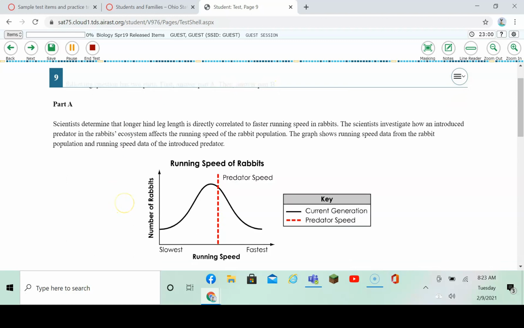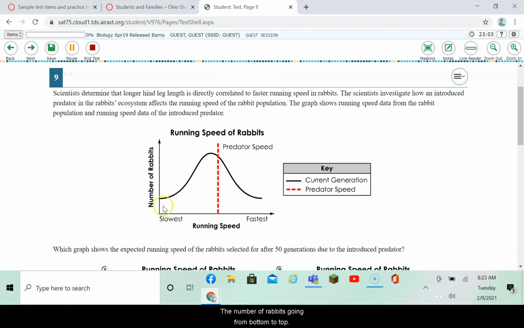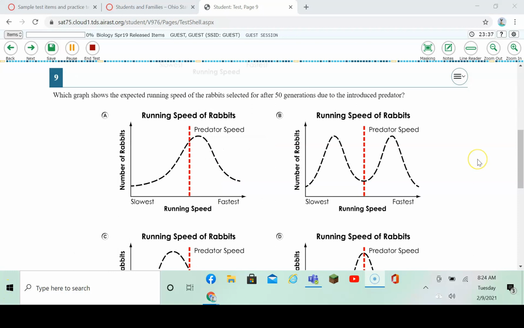We have the number of rabbits going from bottom to top. We have the running speed going from left to right, slowest to fastest. We have the current generation of rabbits in solid black line, and the predator speed in the dotted red line. Okay? So now let's see what the question 9, part A is asking. Which graph shows the expected running speed of the rabbits selected after 50 generations due to the introduced predator?